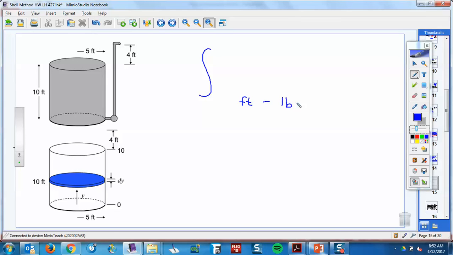We need foot-pounds to be what our equation comes out to. So this particular liquid, let's say that it's water, and it's 62.4 pounds per cubic foot. So let's say we've got that. We're going to need our units to come out to be foot-pounds here.